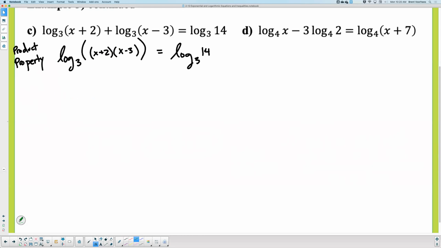I got a trinomial. Let's multiply here. I have log base 3. By the way, actually, we could do one-to-one property just so it's easier. Let's not write as much. If I simplify that out of there, because I do have them isolated, that's the one-to-one property. I'm left with x plus 2 times x minus 3 equals 14.